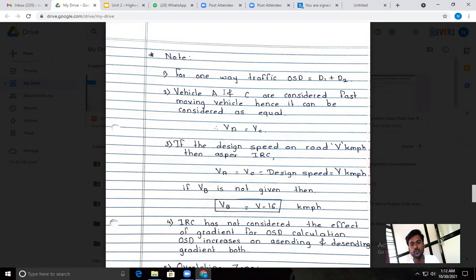Then second note, vehicle A and C are considered as fast moving vehicles. Hence, they can be considered as equal. Therefore, VA is equal to VC. Velocity of vehicle A is equal to velocity of vehicle C.